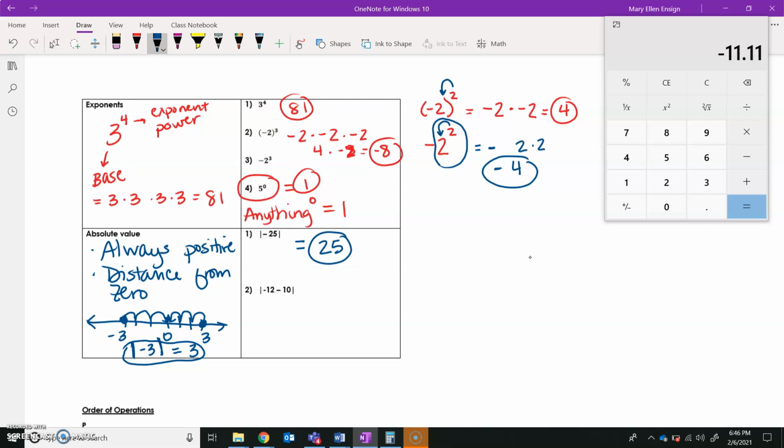Now when we get to here, we're not making each individual thing positive in here. We're doing the work first, and then when there's just one number in the absolute value, that's when we make it positive. So -12 minus 10 is -22. This is like saying -12 plus -10, if that helps you. And then the absolute value of -22 is +22.